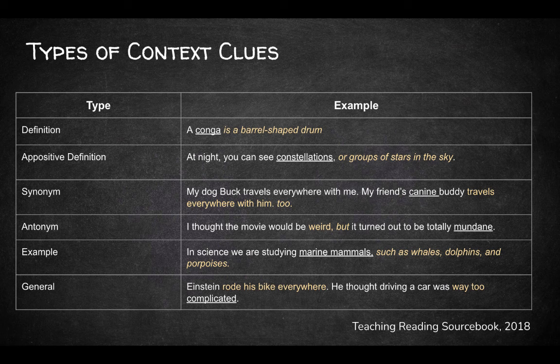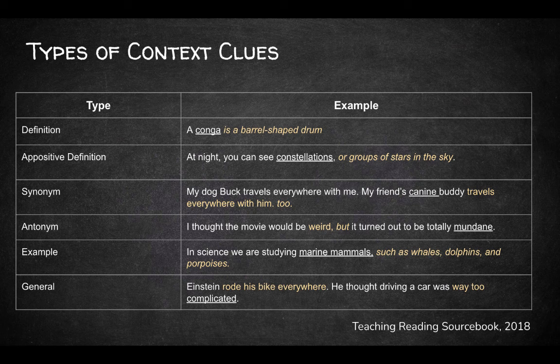The next type is an antonym. I thought the movie would be weird, but it turned out to be totally mundane. And so we can figure out the meaning of mundane because the word but tells us that it means the opposite of what we believed it would be in the beginning. So we thought it would be weird, but it turned out to be mundane or just ordinary.